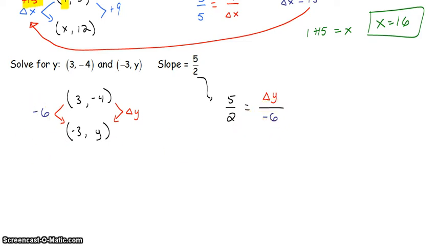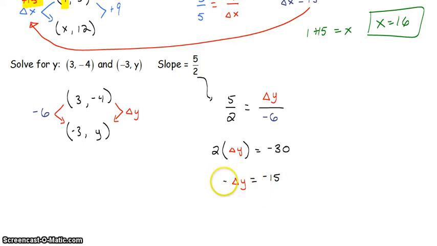And you can cross multiply to solve here. You have 2 times your change in y is equal to -30. That makes your change in y negative 15.